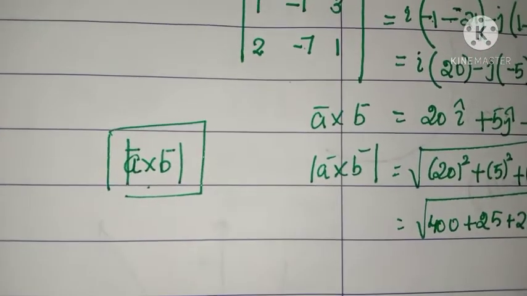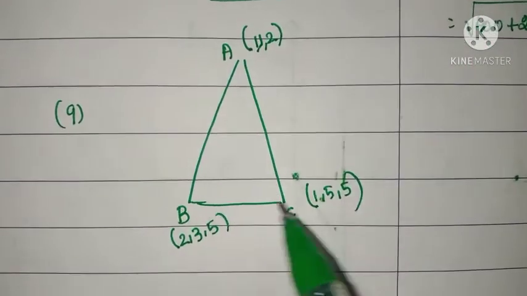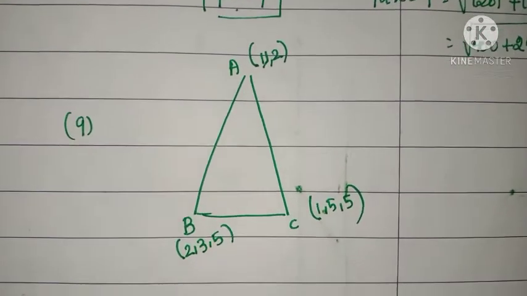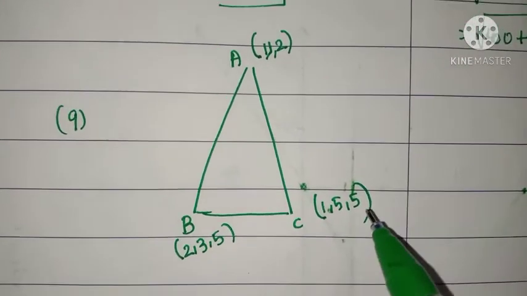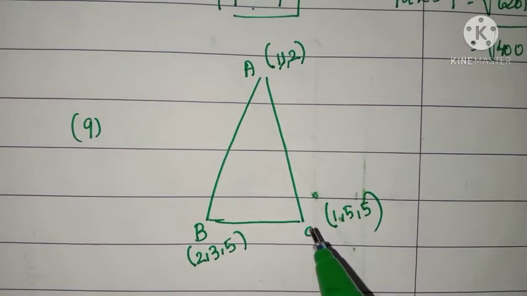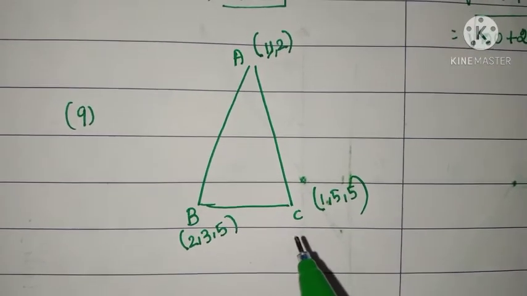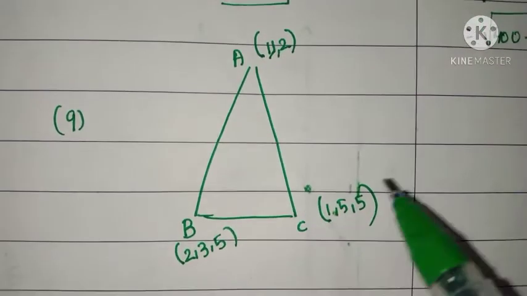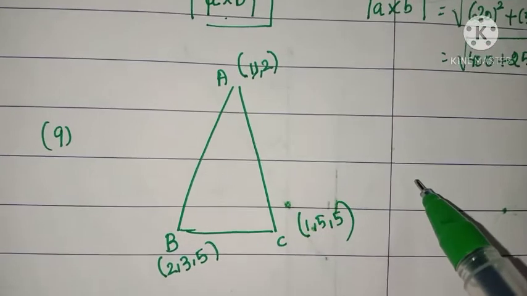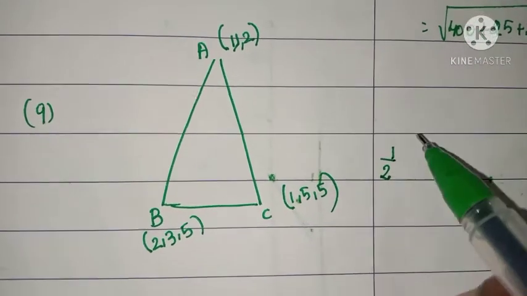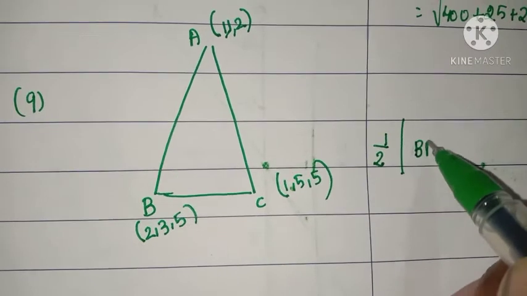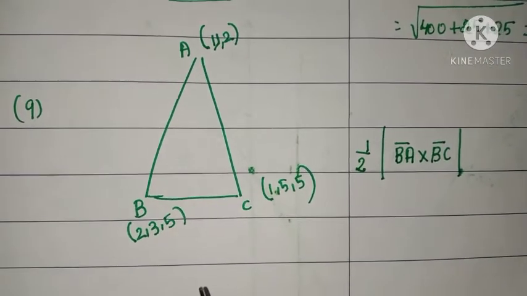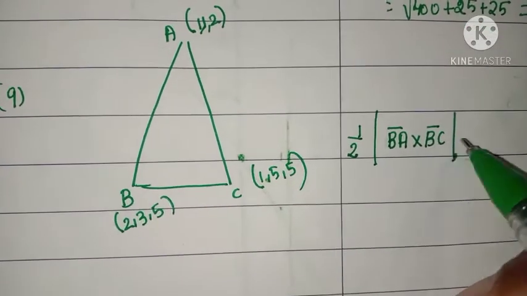Question number 9. We have a triangle ABC with the coordinates 1, 1, 2, 2, 3, 5, then 1, 3, 5. Our question is to find the area of this triangle. So listen, to get the area of the triangle, see the formula: half into the magnitude of vector BA cross vector BC. This is the formula.